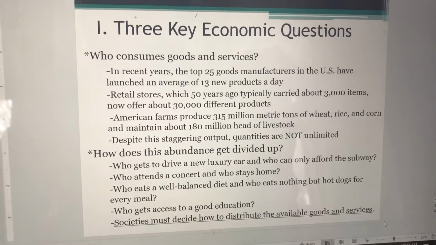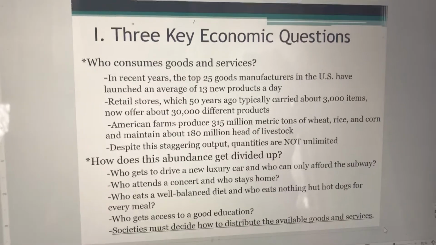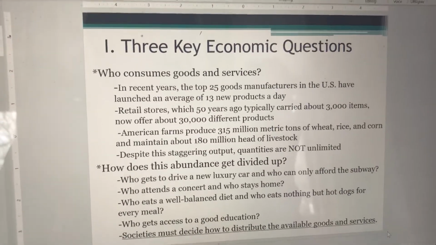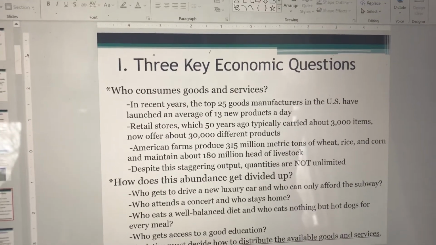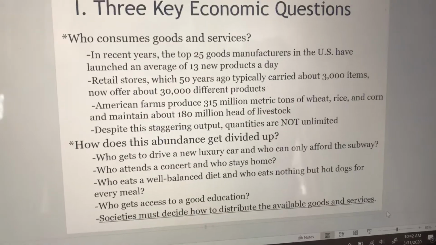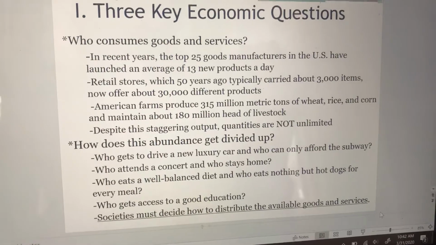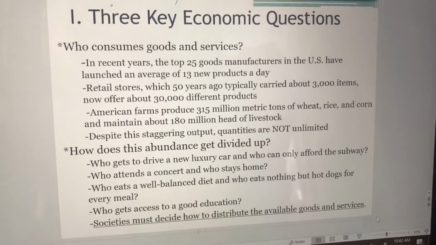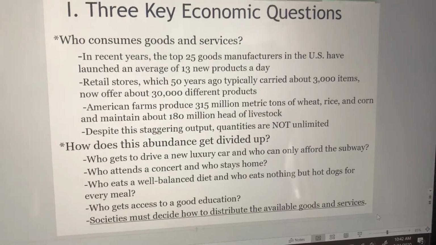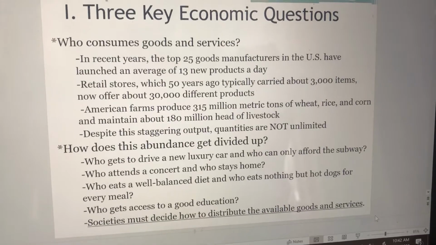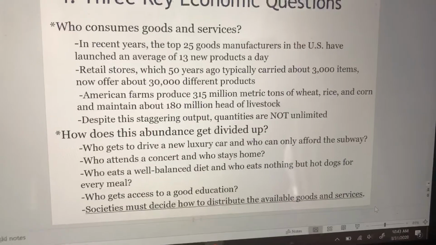So, we live in a land of plenty, per se. You can walk into any Target and go down the shampoo aisle. You probably have, what do you think, girls, 40 to 50 brands of shampoo alone that you can choose. We have so many products at our fingertips. Those are just a few stats. We average 13 new products a day in this country. Retail stores typically carry about 30,000 different products, as opposed to 3,000 about 50 years ago. We have so much.